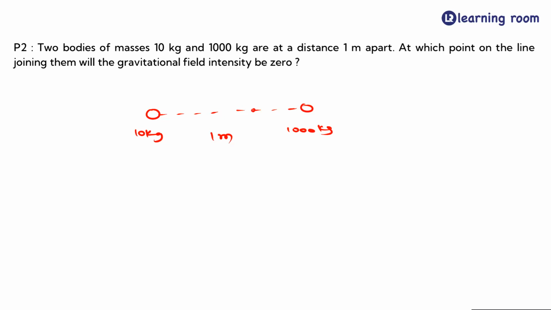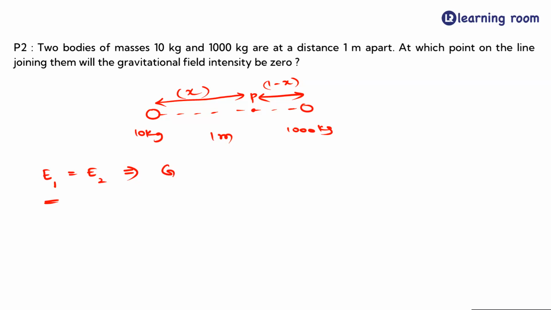At which point on the line joining them will the gravitational field intensity be 0? Let's say that point P is here. If I take the distance from the 10 kilogram mass to point P as x, then from P to the 1000 kilogram mass will be 1 minus x. Am I right? So if you observe, field intensity due to the first mass should be equal to the field intensity due to the second mass, which implies what is the value of E1?